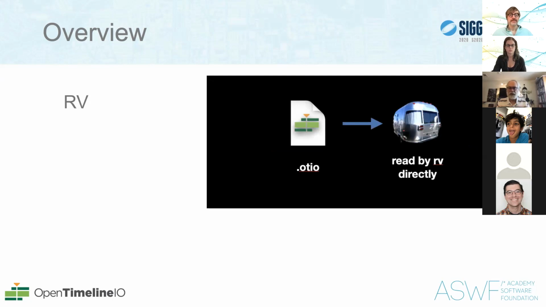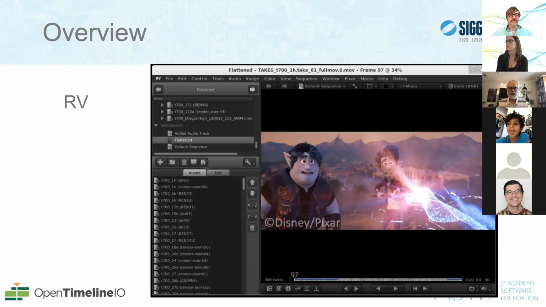We can't write playlists from RV. So if anybody's looking for a place where we would love to have a contribution, being able to export a playlist from RV out to OpenTimelineIO would be fantastic. Next slide, please. So here's a screenshot in RV showing a little bit of that really complicated timeline from the earlier slide, just playing back natively in RV. So this is very exciting. Next slide, please.